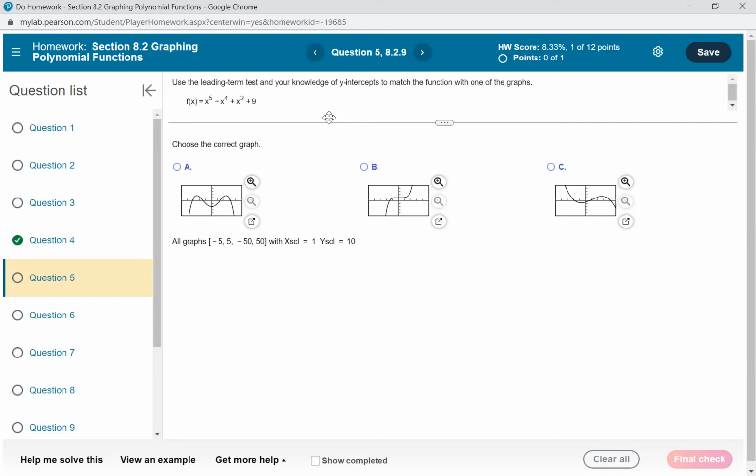Say B is in boy. Yes. Okay, good job. Because odd and positive goes uphill, left to right.